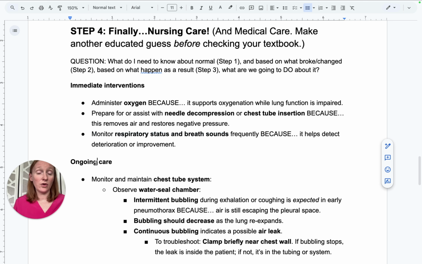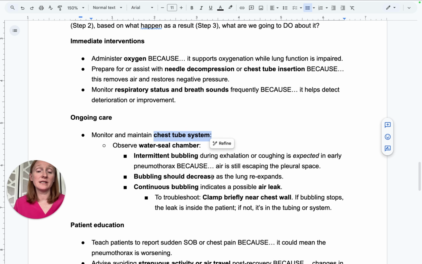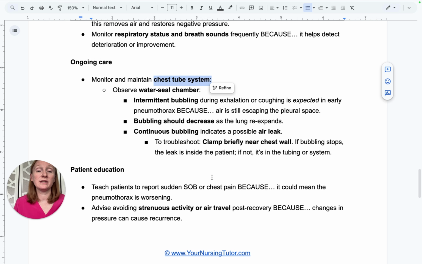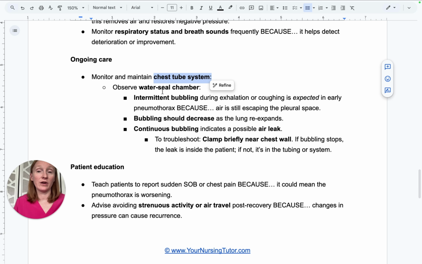And then you can see for ongoing care, a lot of it has to do with the chest tube system. And this is another very common testing area when it comes to pneumothorax. It's a little bit of a personal decision whether you want to put this information in step 4 or step 3. What made sense to my brain was to put some of the normal basic information about the chest tube system in step 1, because that's normal. It's true no matter what we're using a chest tube for. But here in step 4, I'm taking that basic information from step 1 about the chest tube system and applying it specifically to the pneumothorax situation.